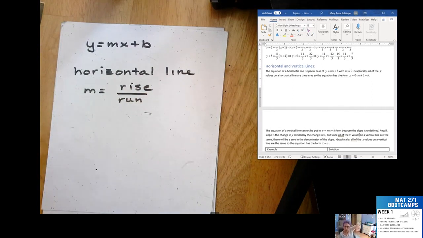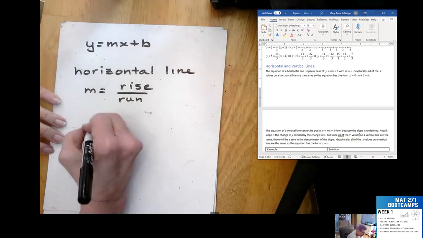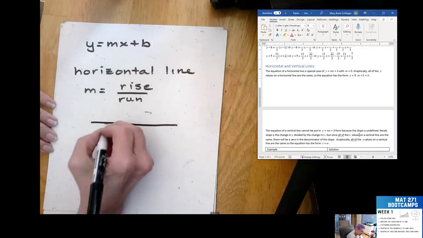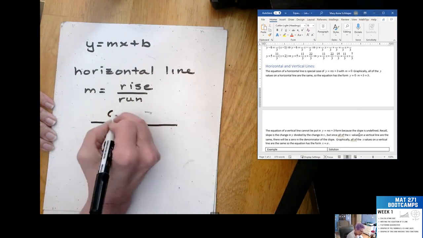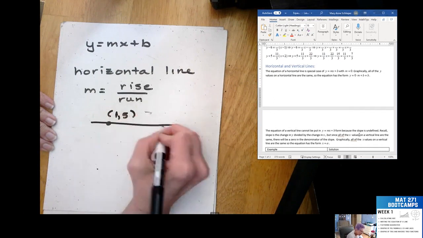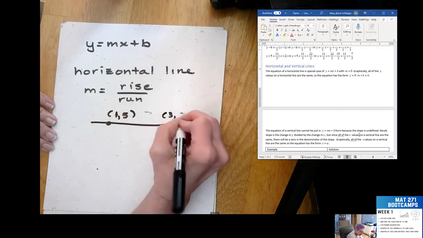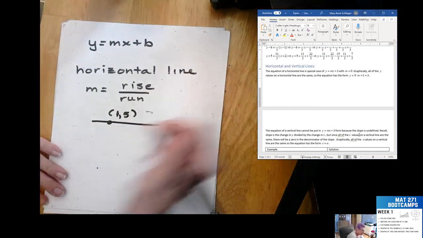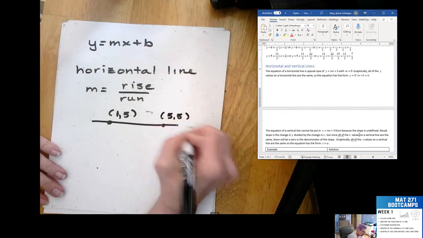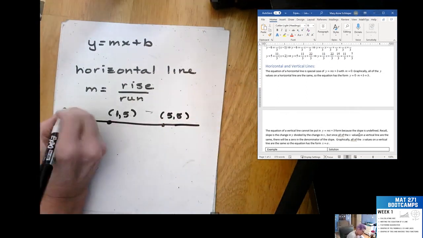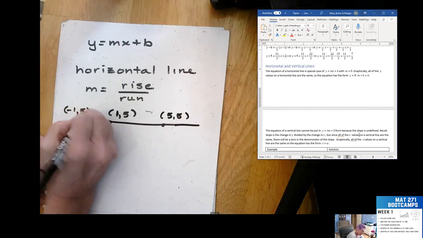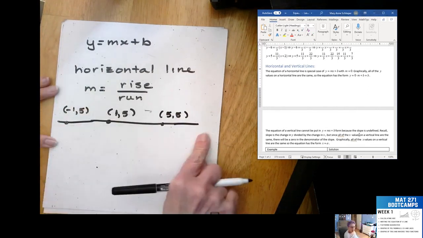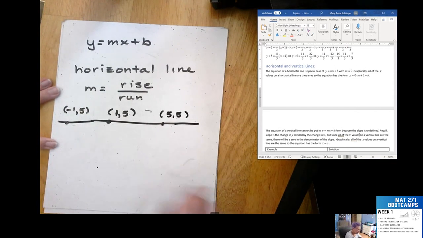What do horizontal lines have? They have only run and no rise. They don't rise at all. They're a flat line like that. So if this were the point 1, 5, this would be the point 3, 5. X coordinate comes first, 5, 5. And you would also have the point -1, 5. So those would all be on the same horizontal line.